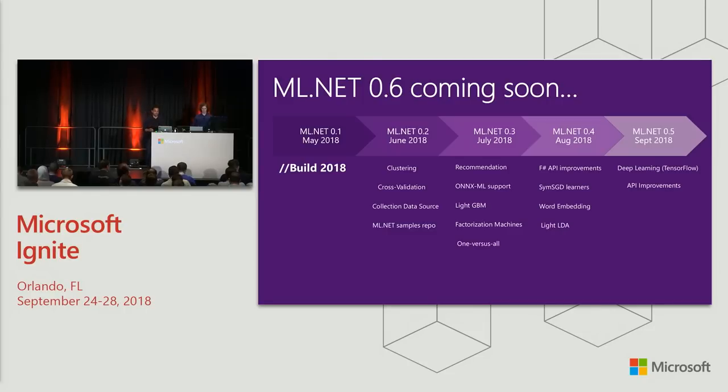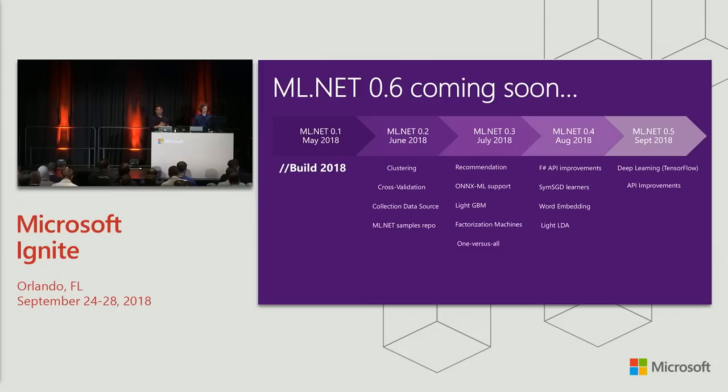In ML.NET 0.3, we added support for recommendation. We showed you that as a part of the movies demo. In ML.NET 0.4, we made F# a first-class citizen in ML.NET by fixing some of the issues that we had in our APIs. We added new learners, new transforms. Some of these learners and transforms, for those of you who are familiar with Kaggle, are the ones that win all the Kaggle competitions. And now in ML.NET 0.5, we've started to add deep learning into ML.NET, as Gal mentioned.